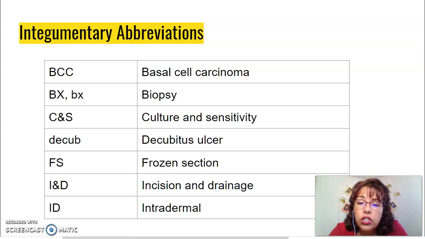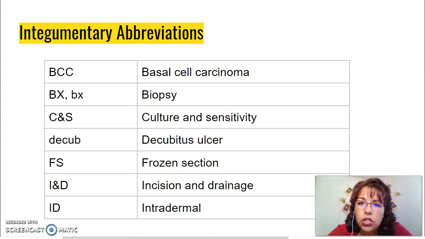FS, frozen section. I was telling you about this a little earlier, that a histologist, actually we talked about it in a lecture. That histologist looks at tiny, tiny slices of nerves, of skin, of muscle, and what they do is they freeze it and make tiny, tiny slices. So that's a frozen section.